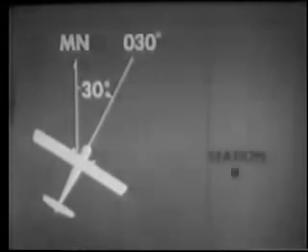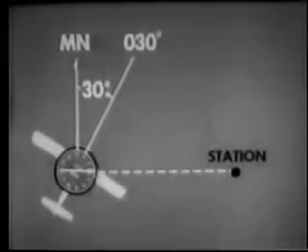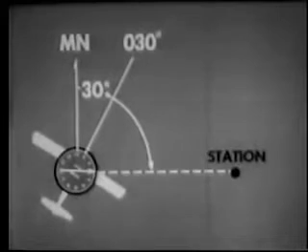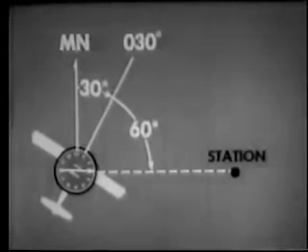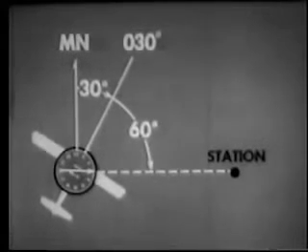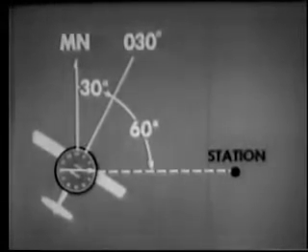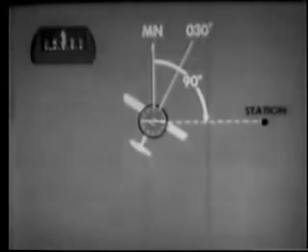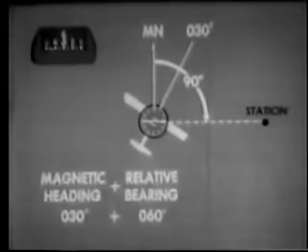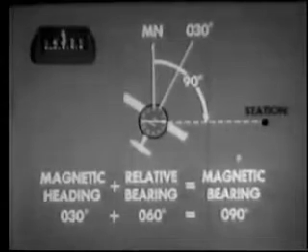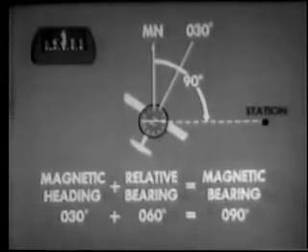When we tune the ADF receiver to a station, the ADF indicator shows a relative bearing, which is a clockwise measurement from the nose of the aircraft, in this case, 60 degrees. We can see then that if we add the relative bearing of 60 degrees as a continuation of the 30-degree heading, we find the direction to the station is 90 degrees. What we have done here is to simply add the magnetic heading and the relative bearing to determine the magnetic bearing to the station. This method will always work, but in certain situations, a simpler method is used.